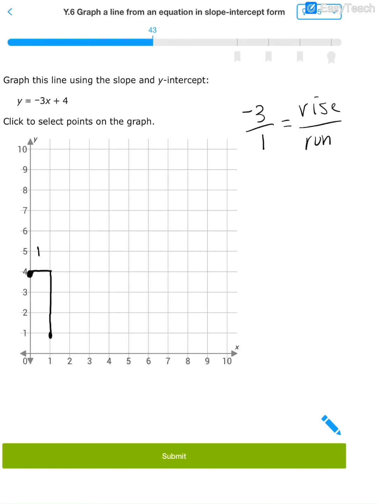Okay, keep in mind that rise, negative 3, even though it says the word rise, which would usually mean up, since it's negative 3, we're going down, okay? And as you click those 2 points, it'll make a nice line on Desmos. I know my line there does not look great, okay?